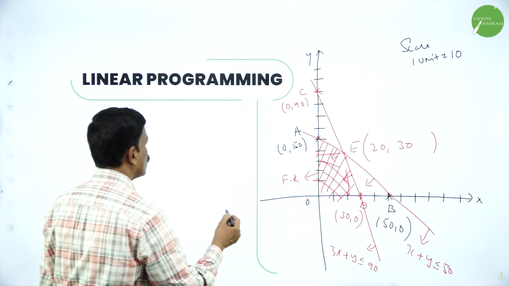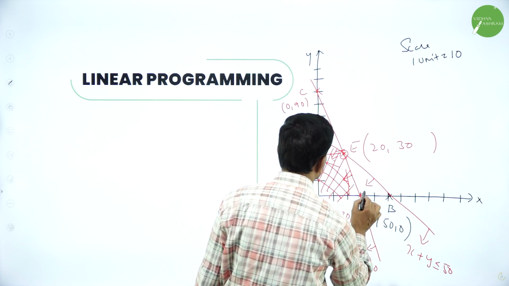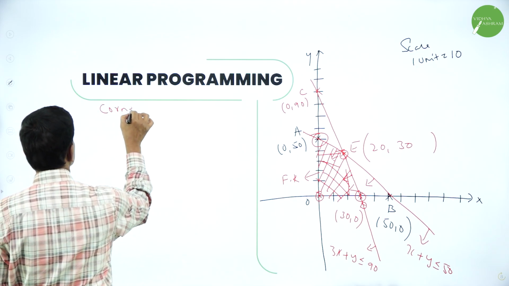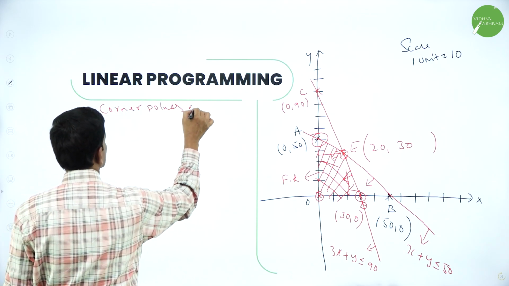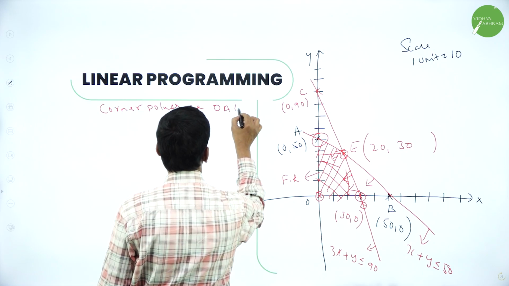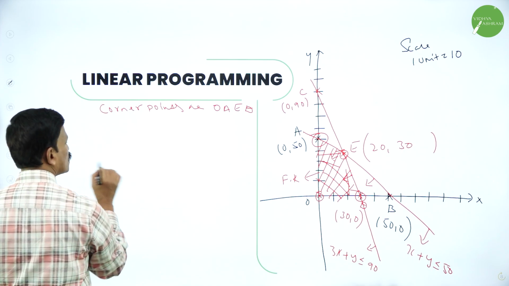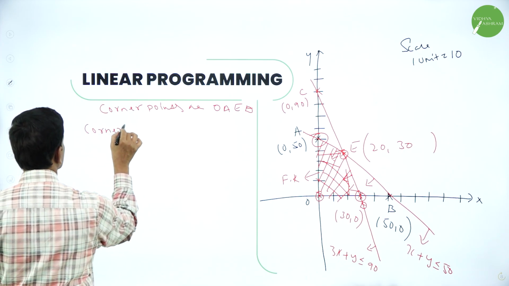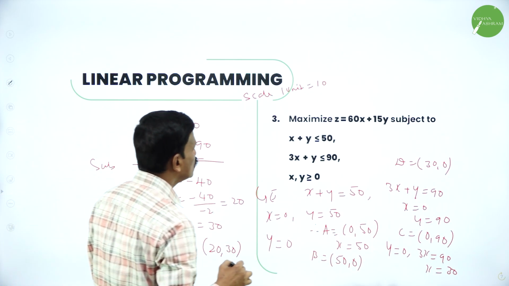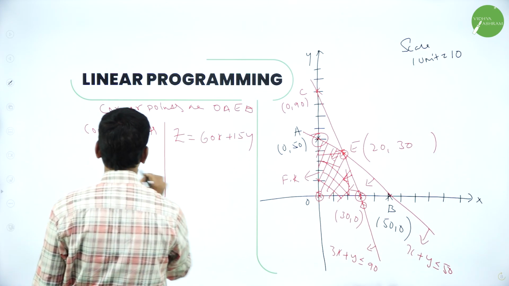Okay. Now, therefore, the corner points. What are the corner points? So these are the corner points A, E, and D and O, the origin. So the corner points are O, then A, E, and D, right. Now let us draw here. So what are the corner points? Corner points, then objective function z is equal to 60x plus 15y.